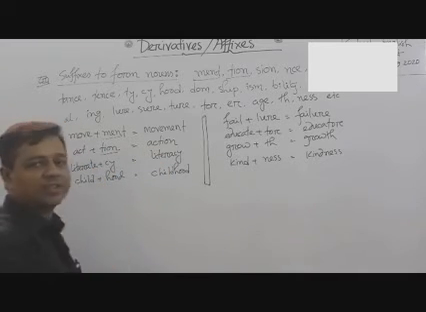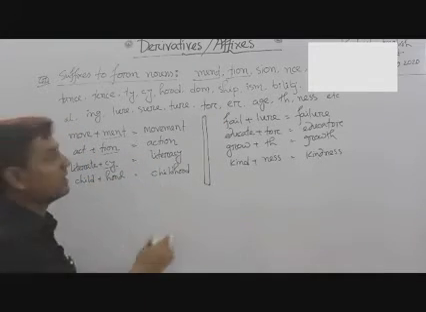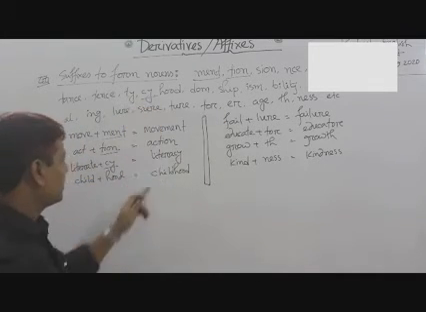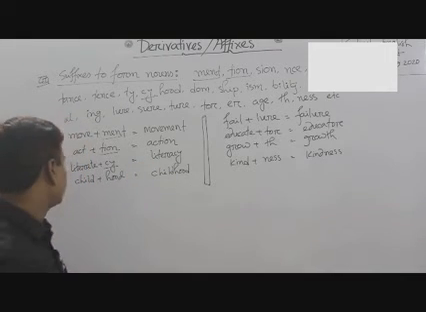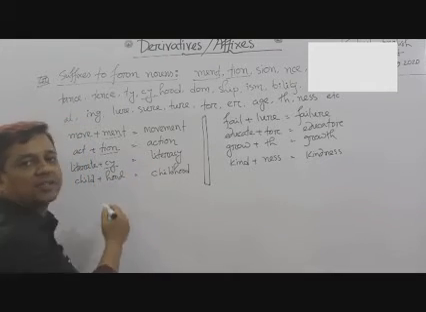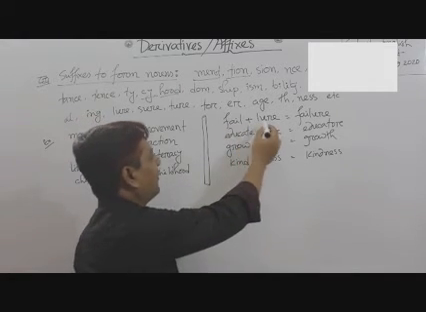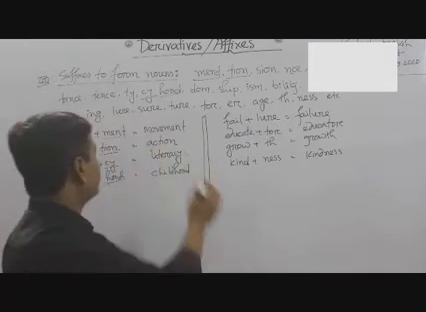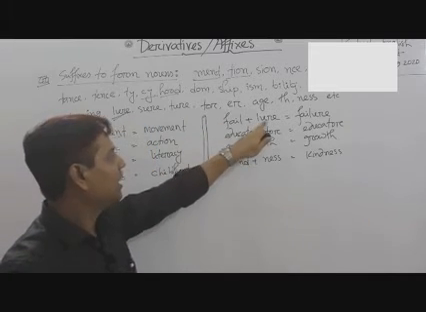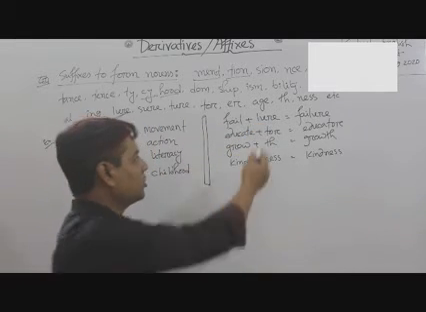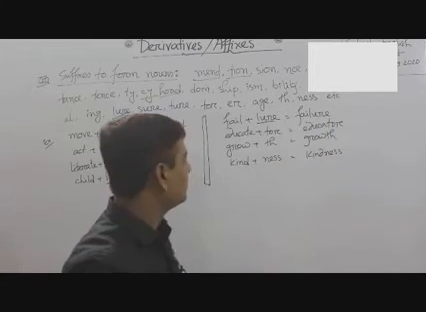Third, literacy. Literate plus cy. The cy suffix is used here. New word is literacy. Literacy is a noun. Then child plus hood, childhood. Then fail plus ure. Fail is a verb, and when you use ure there, the new word is failure, and it is a noun.